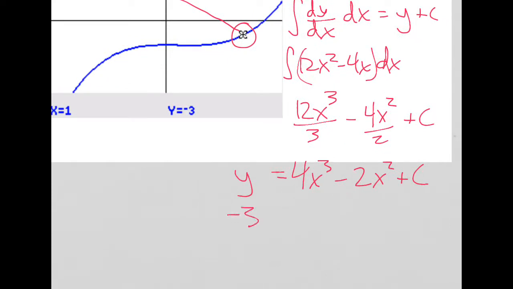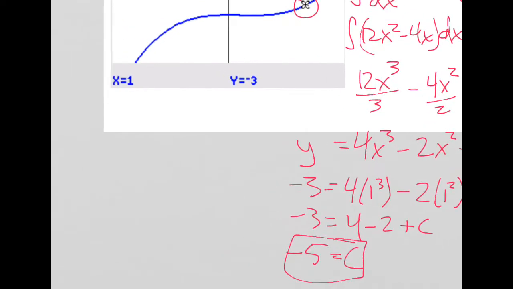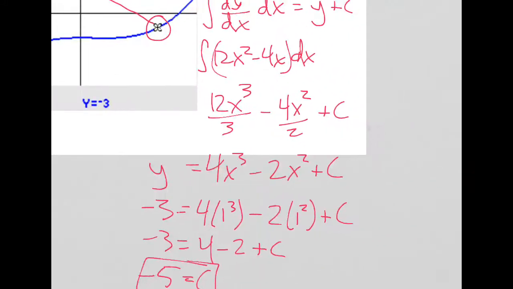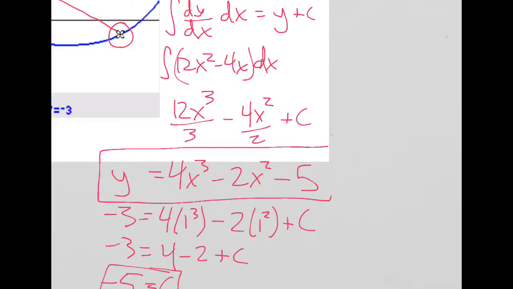So I'm going to get negative 3 equals 4 times 1 cubed minus 2 times 1 squared plus c, and I can solve for c. So negative 3 equals 4 minus 2 plus c, and I can solve that to get that c equals negative 5, which means I've found my constant of integration, which means rather than writing this equation generally with that c, I can substitute that c value in to figure out the specific solution to this differential equation.